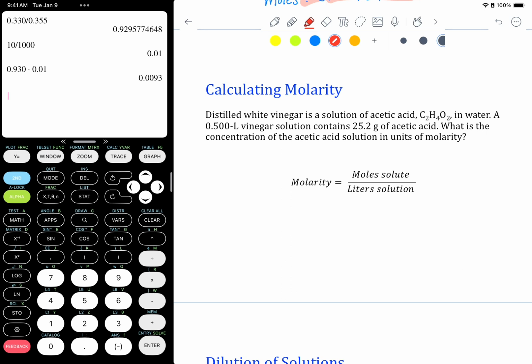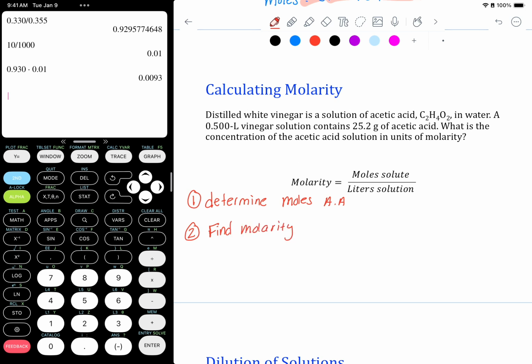So let's write out our plan. First, we have to determine the moles of acetic acid. And then once we have the moles of acetic acid, we have to then find the molarity. So to find moles of acetic acid, we have to first find the molar mass of acetic acid.